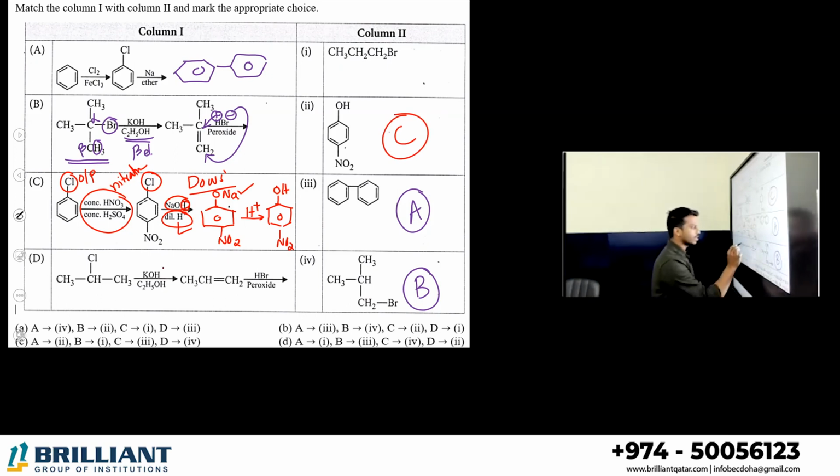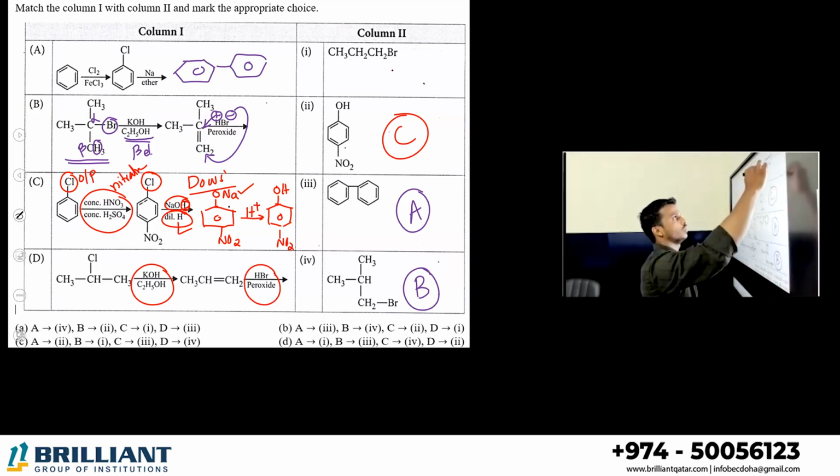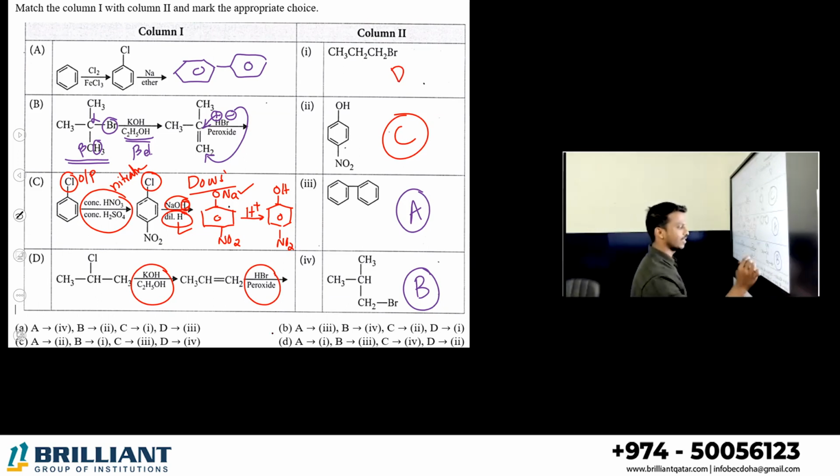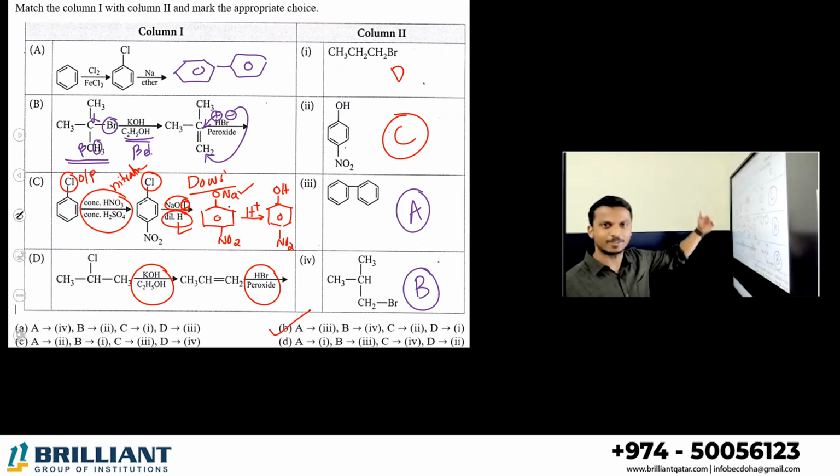Last one again, this is beta elimination, and again anti-Markovnikov's rule. I think you will get the first one. This is D. So what is your correct answer? A with the third one. Only that is the answer, option B. But let me explain so you understand the remaining equations also. What is the reaction? Hope you get it.